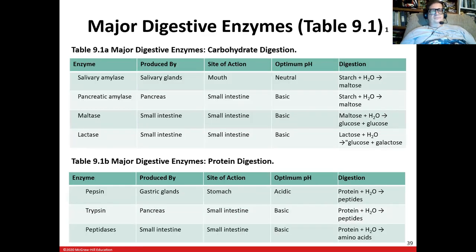So for each one of these, it talks about what enzyme does the breakdown, what the optimum pH of that enzyme is, where this happens, where it's produced. I know that's a long list, but pay a little bit of attention to it. It's really easy to write questions based on that.